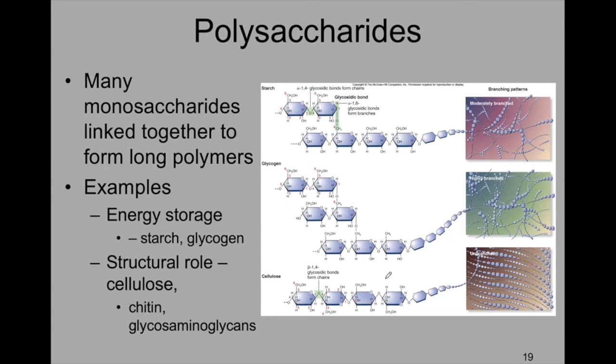A polysaccharide is when we have three or more monosaccharides linked together, and they form these big, long polymer-like molecules, such as starch or glycogen. We store glucose in our cells. We store it in our liver cells in the form of glycogen. Starch is how plants store their energy. Think about potatoes and turnips and root vegetables. Those are very starchy vegetables.